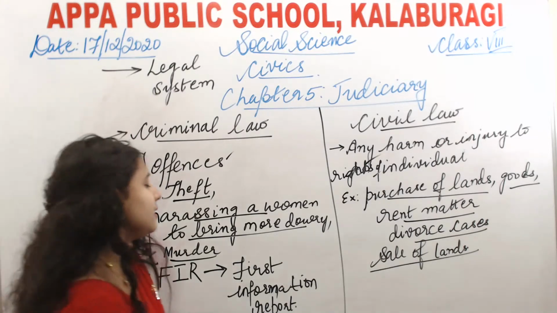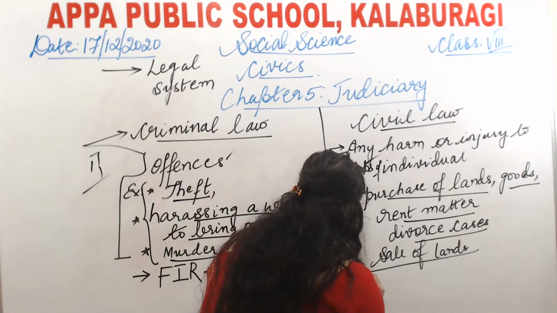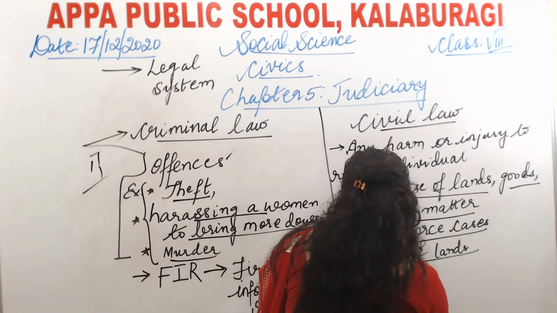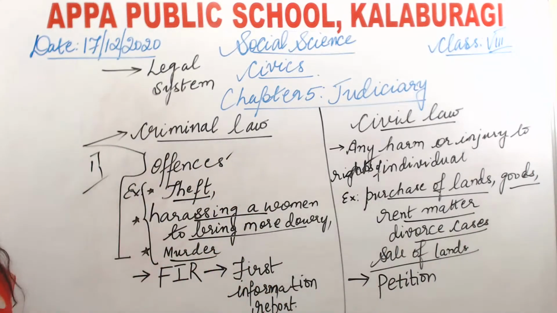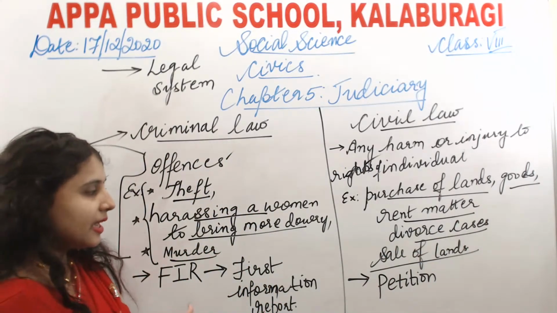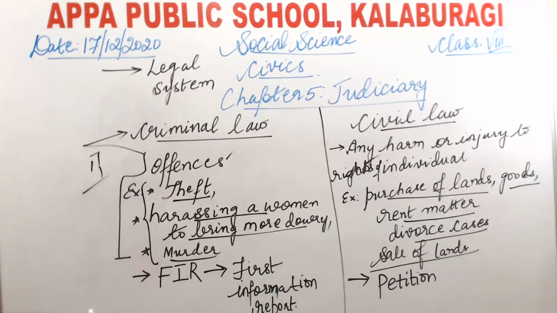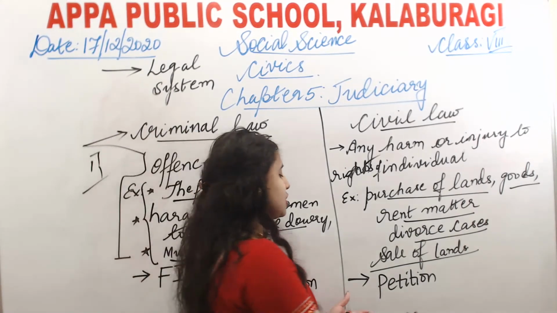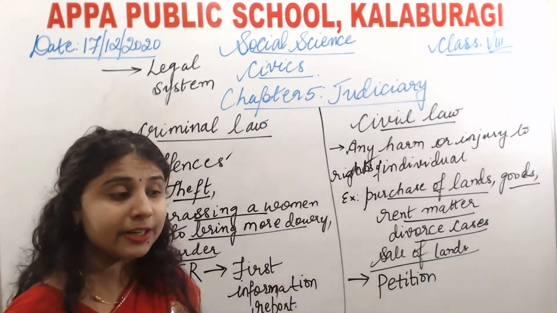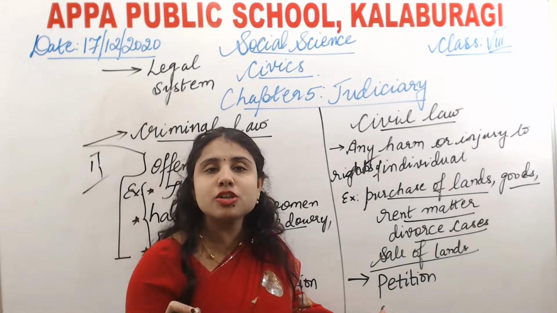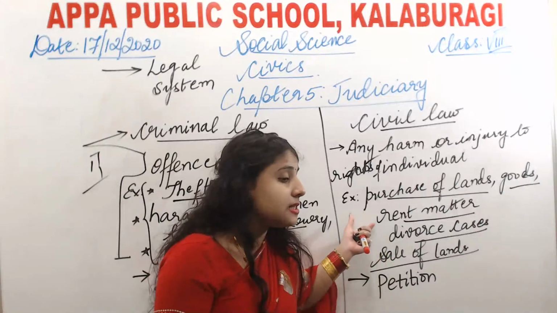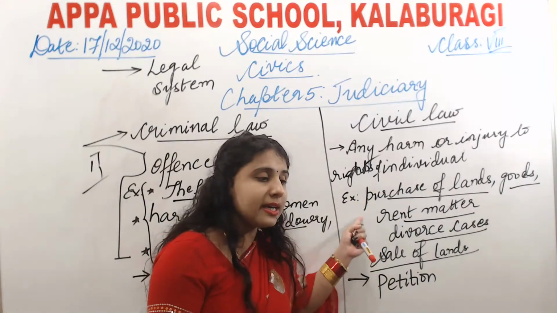Now here, we need to file a petition. Here we file an FIR; here we need to file a petition. A petition has to be filed before the relevant court by the affected party only. So you need to file a petition in the relevant, the concerned court. Who should file the petition? It should be filed by the concerned party only, the people who are involved in these matters.